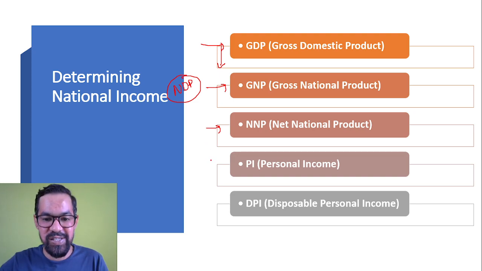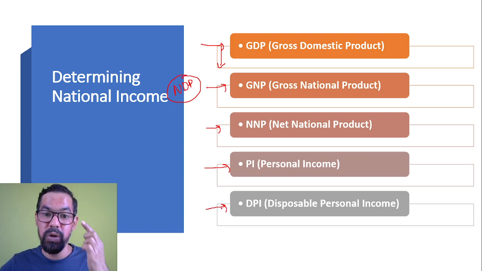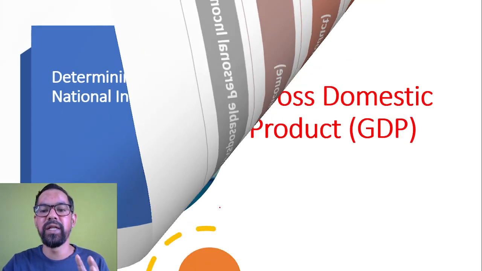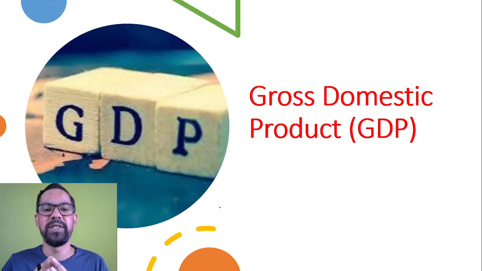After all adjustments, we have personal income, individual income, and we have disposable income. I hope you guys have heard about disposable income. When you subtract indirect taxes, when you subtract taxes, that is part of your disposable income. So here we will start with GDP, gross domestic product.